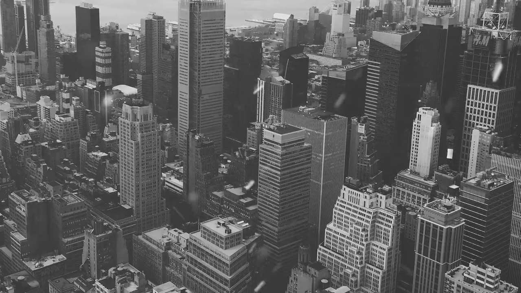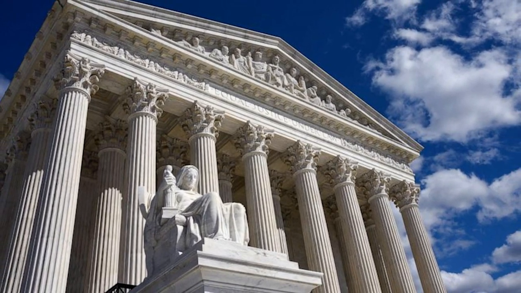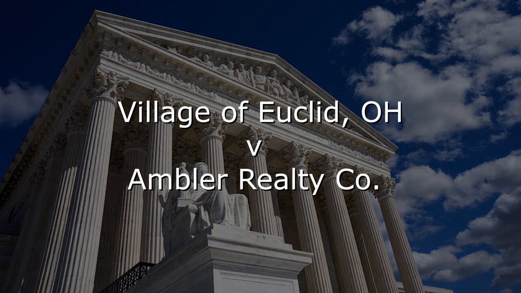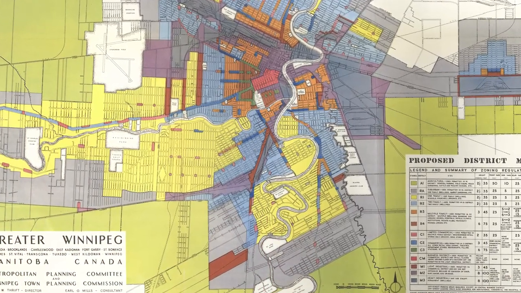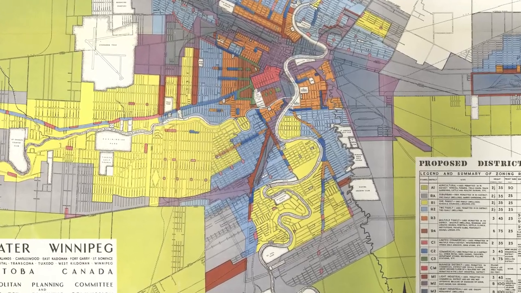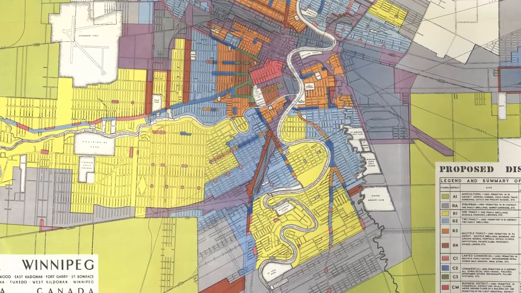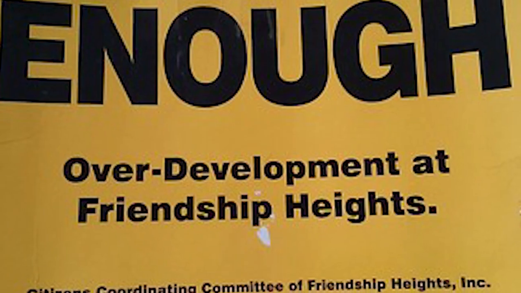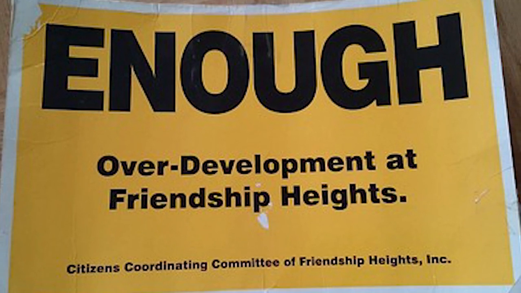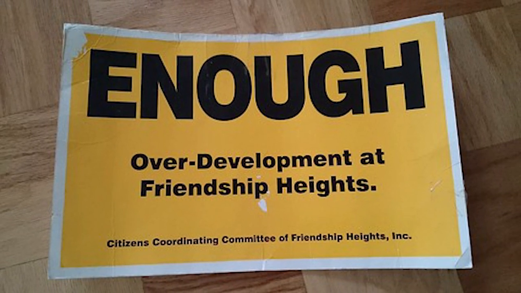The Supreme Court upheld the constitutionality of zoning in 1926 with a case entitled The Village of Euclid, Ohio versus Ambler Realty Company. Euclidean zoning is characterized by the segregation of land uses into specific districts to protect the public health, safety, and welfare. Recently, Euclidean zoning has received criticism for its lack of flexibility.